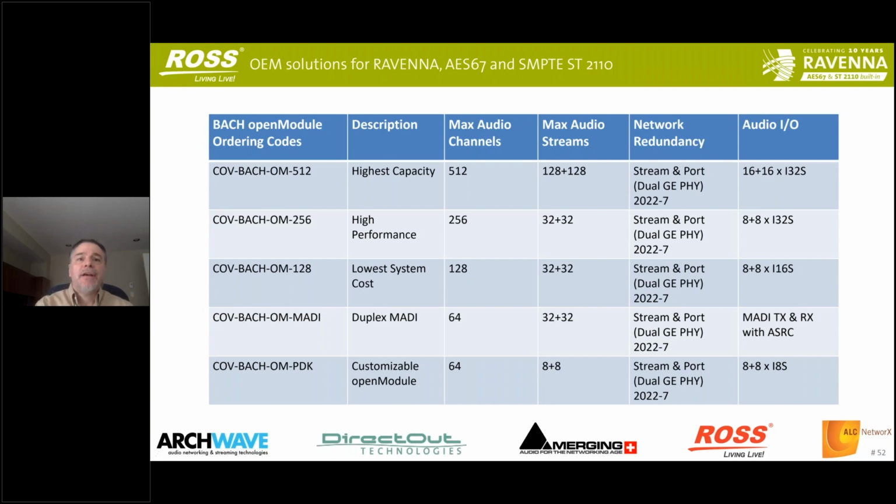The table shown highlights the various software-defined flavors available on the same open module. This is why we call it open. There's 128 and 256 versions, including our higher-end 512 version. We have a MADI option to AES67 with built-in ASRC, and finally a customized version where you can integrate your logic via our FDK, which is an FPGA development kit, and software via software development kit with ours in the same open module. So you can get a fully customized solution.